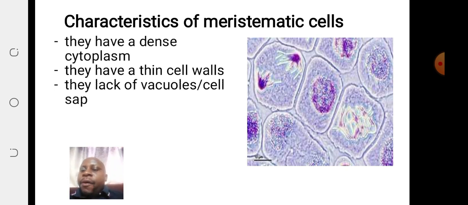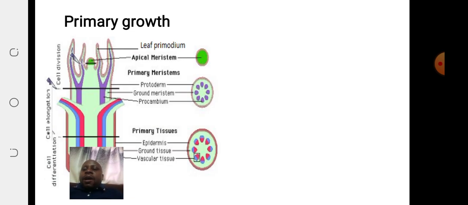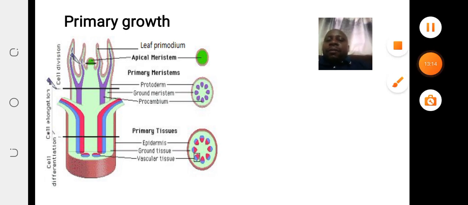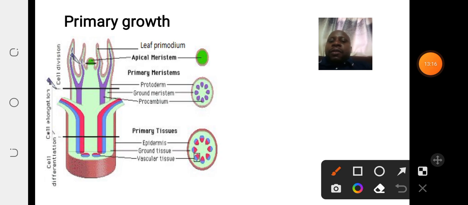Now, I want us to discuss how primary growth occurs in plants. What brings about primary growth? Primary growth occurs as a result of events that occur in different parts of the shoot tip. If you look keenly at the diagram displayed here, you will notice that we have three main zones. Can you identify the zones?